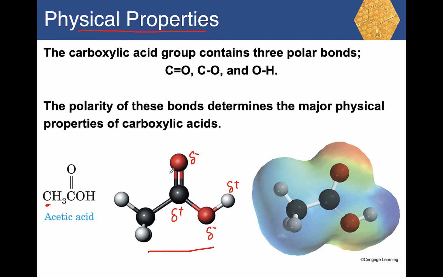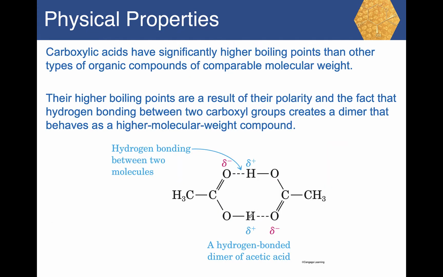As you can expect, this will have a major effect on the properties of carboxylic acid. So let's see what happens. For carboxylic acids, it's possible to have hydrogen bonding like this. Here's a hydrogen of this carboxylic acid over here, and here's the oxygen of the other carboxylic acid over here. So here's the hydrogen bond.